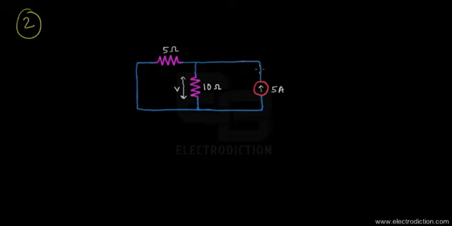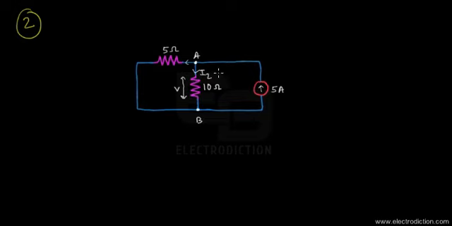Let's assume that in this part we have node A and node B once again. Now this 5 amp current would obviously divide itself between the 5 ohm and the 10 ohm resistors. What we need to find is the current that would flow through the 10 ohm resistor. Let's call this one I2.